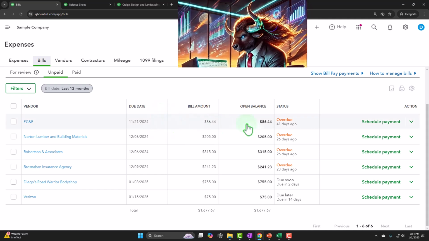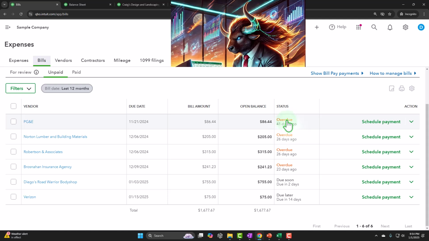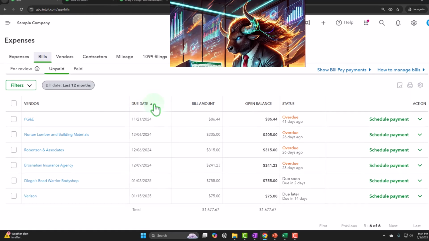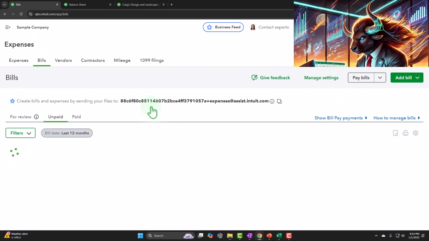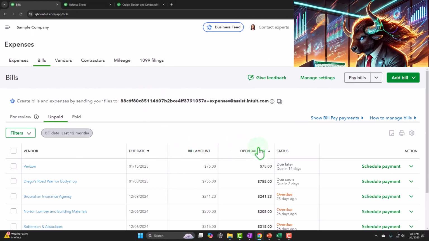So then we can sort these and say, let's sort it by the status that is going to be past due, and then here's the due date. So notice it's sorted by, in essence, due date. I can click here and it'll resort. So I can sort by any of these that I want to.